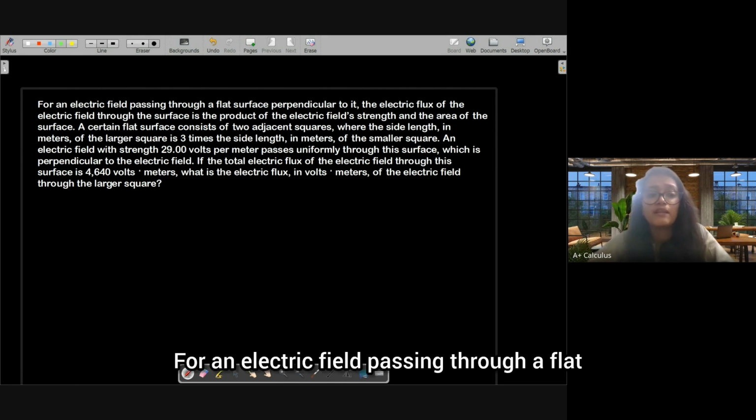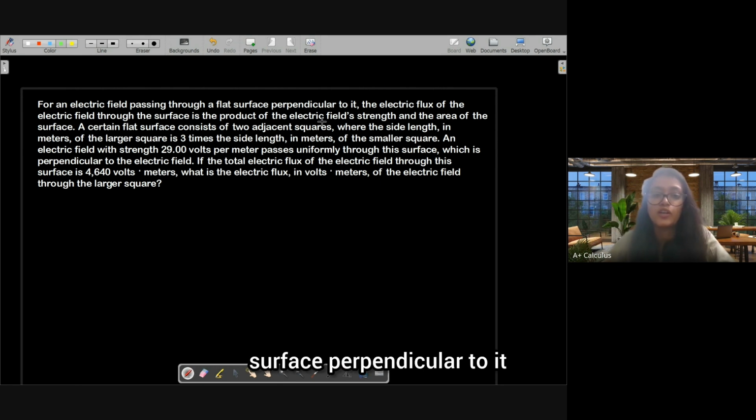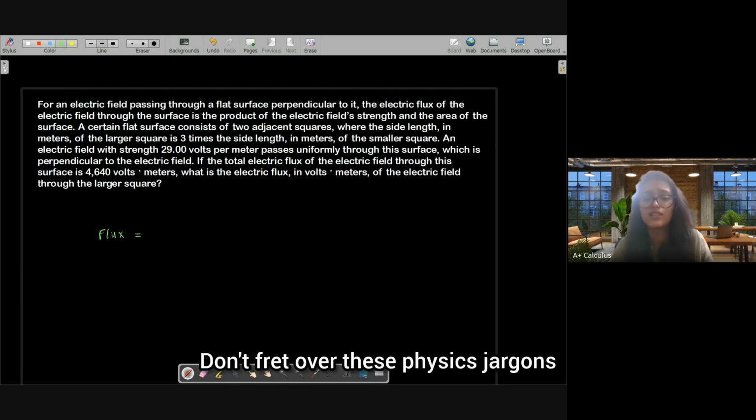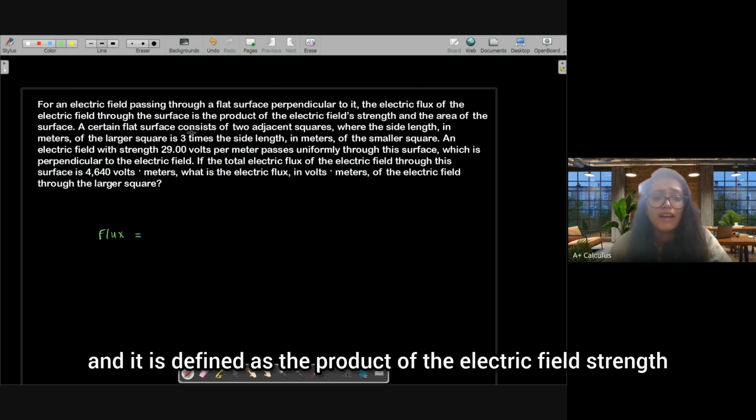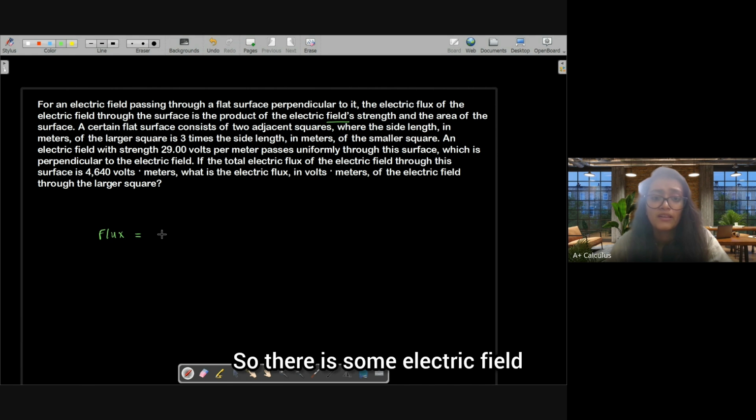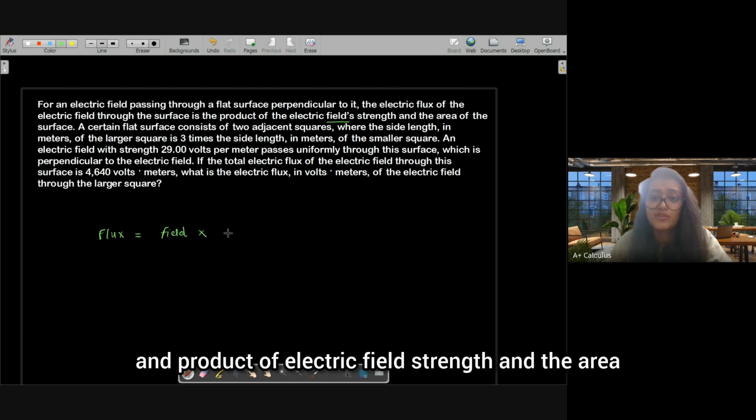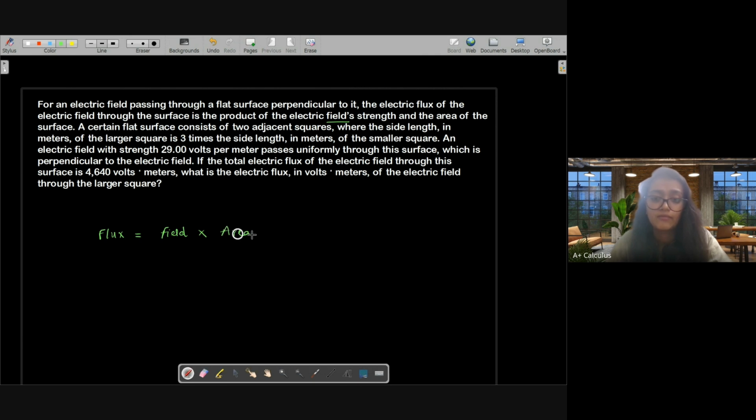For an electric field passing through a flat surface perpendicular to it, the electric flux, so we have flux, that's a quantity. Don't fret over these physics jargons. So flux is some quantity, and it is defined as the product of the electric field strength and the area of the surface. So there is some electric field, the right field, and product of electric field strength and the area of the surface.